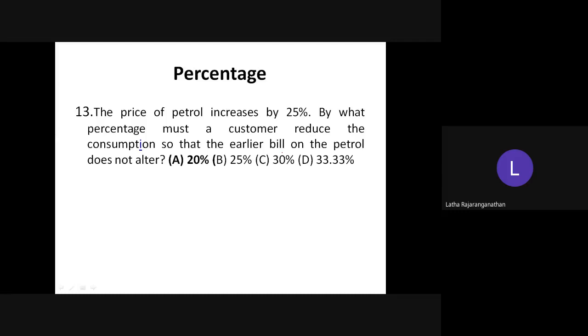Sir, here petrol price has been increased by 25%. If they increase the price, we cannot help it, so we can reduce our consumption. What will be the reduction percentage? Of course, the reduction percentage will be below 25%. It should be below 25% only. So the only option available is 20%, sir.